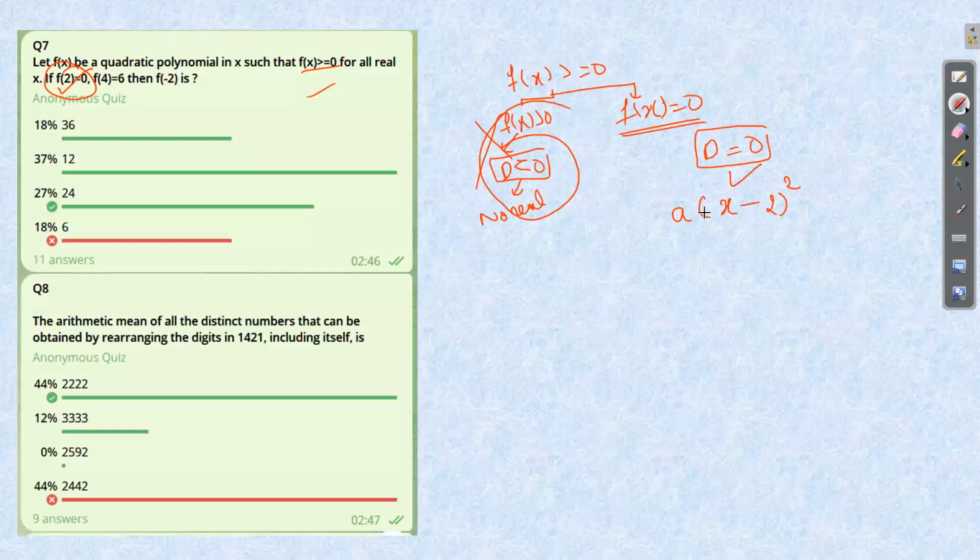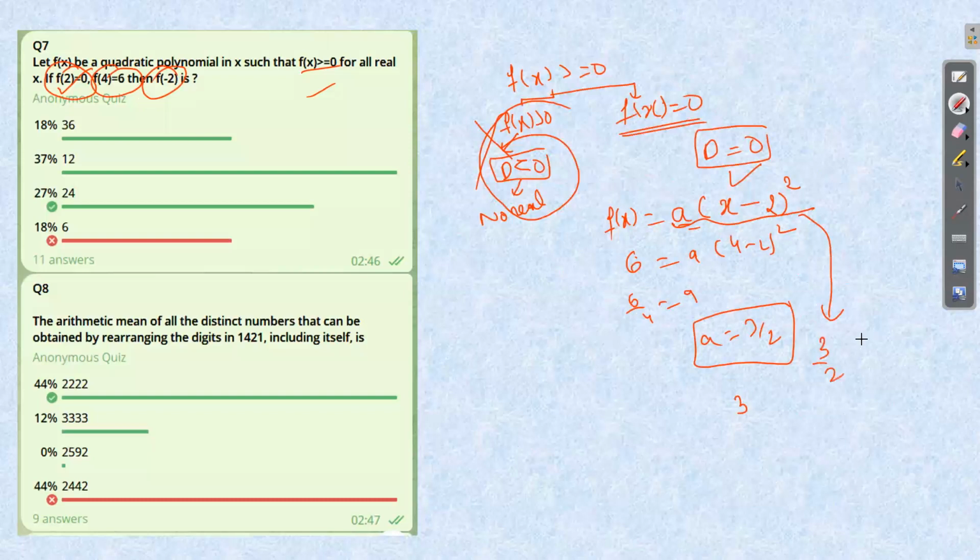This is our equation, f(x) equals a(x minus 2) whole square. Now we'll find the value using f(4) equals 6. Just put f(4) equals 6. So 6 equals a times (4 minus 2) whole square, so 6 by 4, a equals 3 by 2. We got a. What the question asks is f(minus 2). Minus 2 is nothing but just put in here.